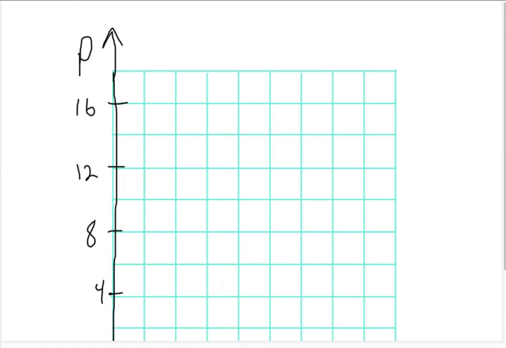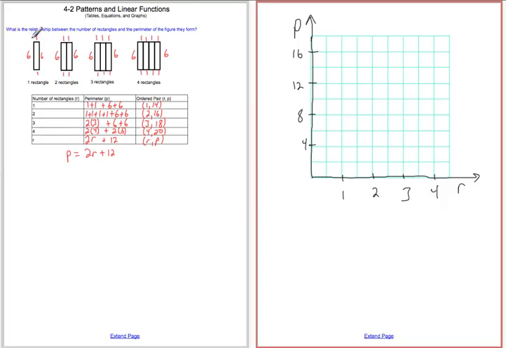So I made a graph here. The graph I made doesn't have the negative values on the graph because we're always going to have a positive number of rectangles and a positive perimeter. So I just use quadrant 1 here. I also labeled the x-axis R for rectangles and the y-axis P for perimeter. And so I'm going to graph. When there's 1 rectangle, the perimeter was 14. When there's 2, the perimeter was 16, 3, 18, and I'm going to go off the graph a little bit here for 20, but you get the idea.